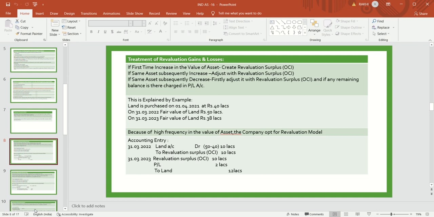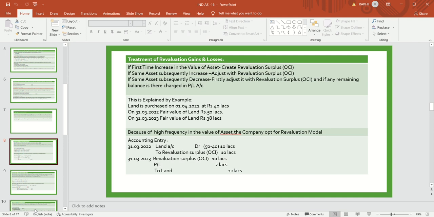And if subsequently in year 3 the value of the asset decreases, then you will first adjust with the revaluation surplus which you had created in the earlier years. You will adjust with that, and if any remaining balance is there, you will charge it to the P&L account. This is to be explained by example.